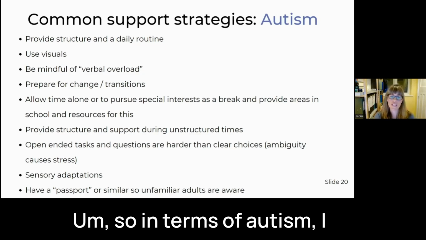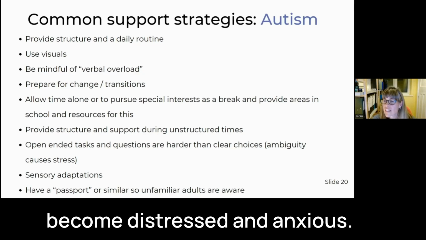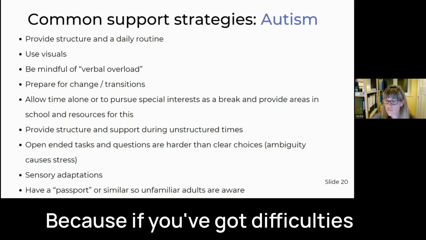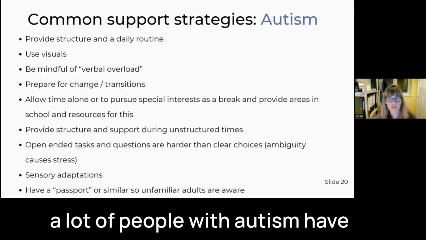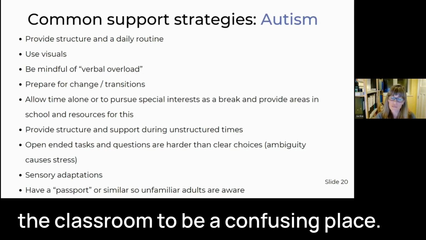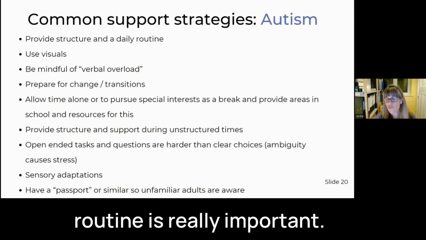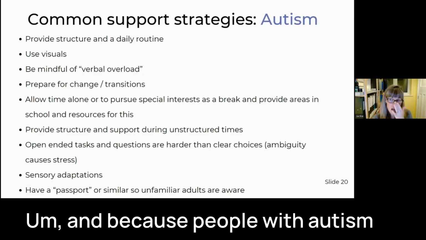So in terms of autism, children with autism can become distressed and anxious because if you've got difficulties with social interactions and communication skills, which is what a lot of people with autism have differences in, you can find the classroom to be a confusing place. So that's why structure and routine is really important. It's reassuring and it makes people less anxious.